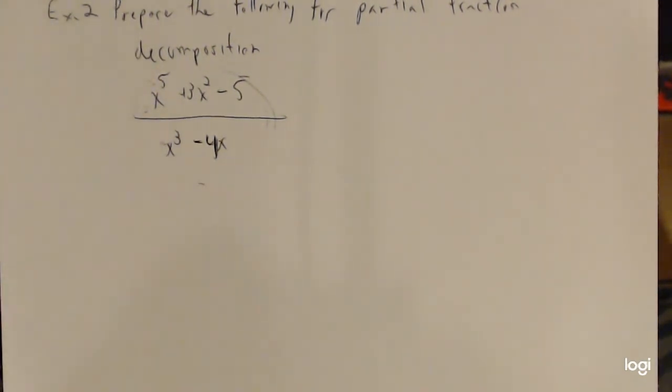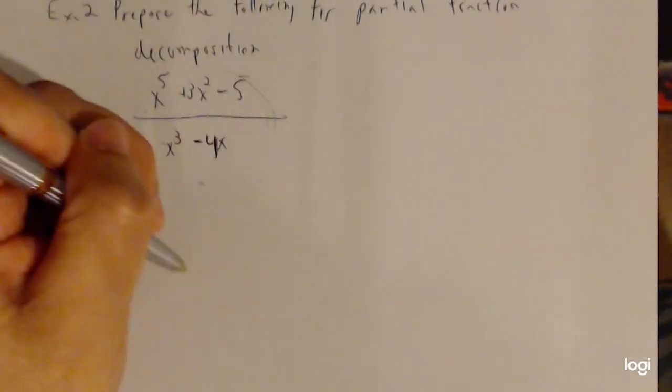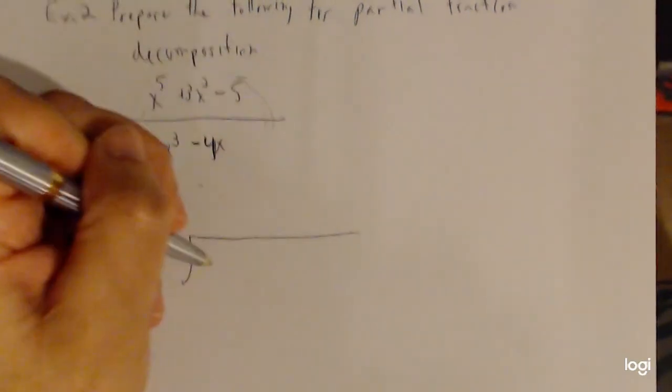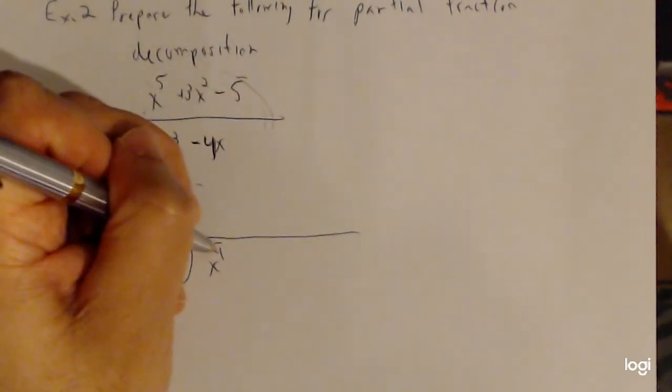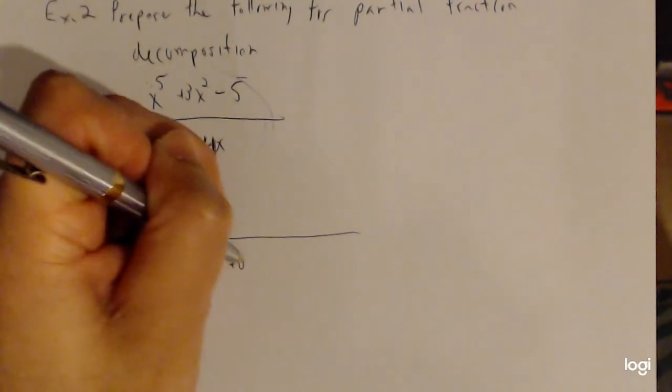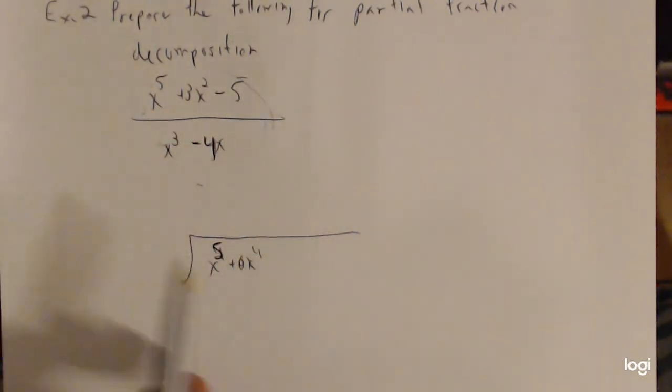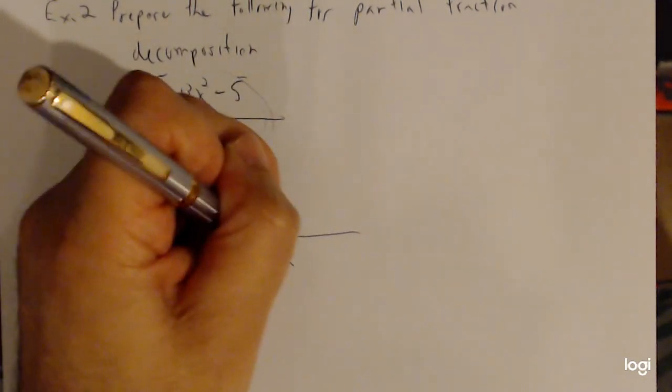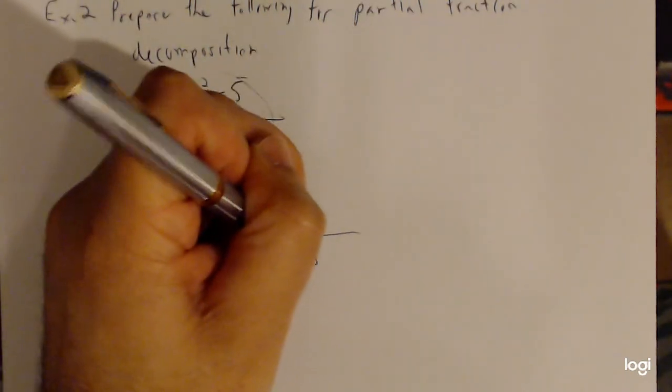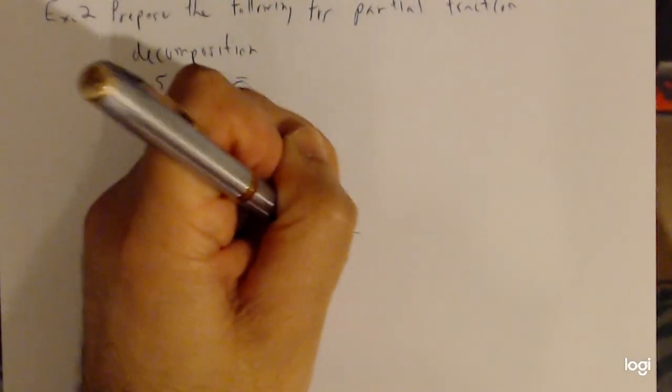So what am I going to do here? I'm basically going to say x to the 5th, and then plus 0x to the 4th. These are placeholders, right? Plus 0x cubed plus 3x squared plus 0x.